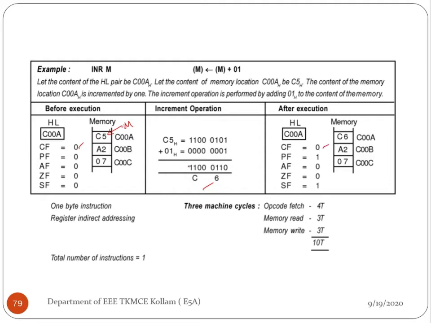Now let's see the number of ones. Here the number of 1s is 4, that is even parity. The parity flag will be set. There is no auxiliary carry from the lowest nibble to the MSB nibble, so the auxiliary carry flag is reset. The answer is not 0, therefore the zero flag is 0, reset, and the MSB of the result is 1, therefore the sign flag is 1.